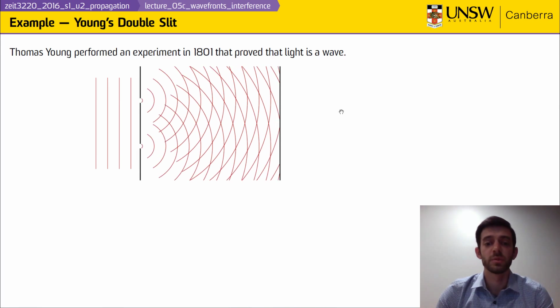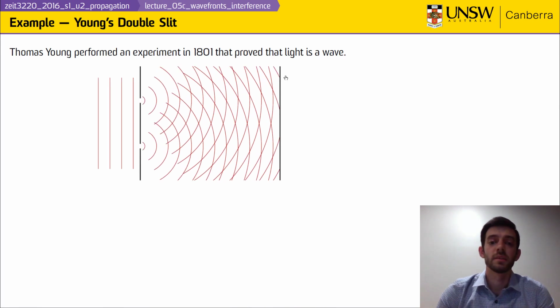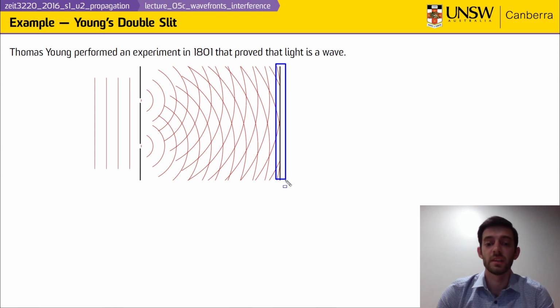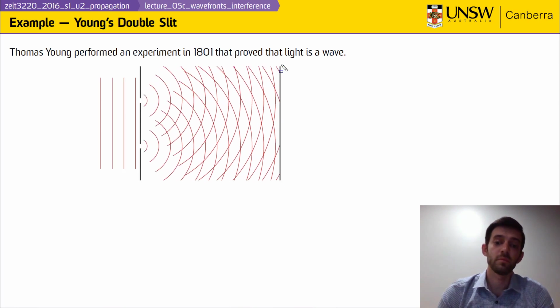Those two spherical wavefronts would then propagate and interact with the screen, where we can place a detector. And the premise behind the experiment was that if light is indeed a wave, then we will see an interference pattern on the screen, whereas if light is not a wave, then we will see a pretty flat distribution.